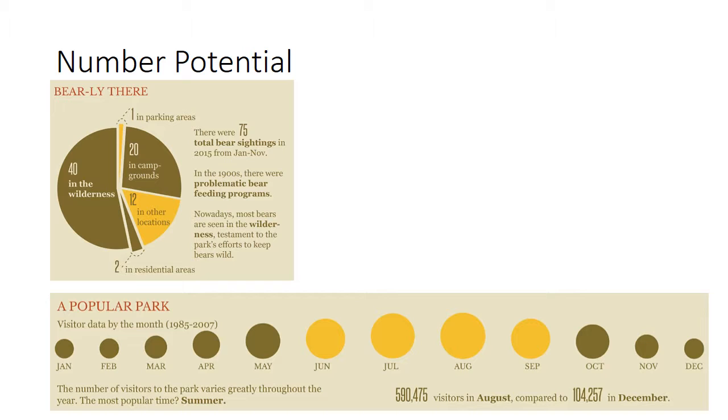The first is a display of the number of visitors to the park by month, down below here. I chose to represent this visually with circles. The larger the circle is, the greater the number of visitors to the park that month. I also emphasize some important numbers below in the text.